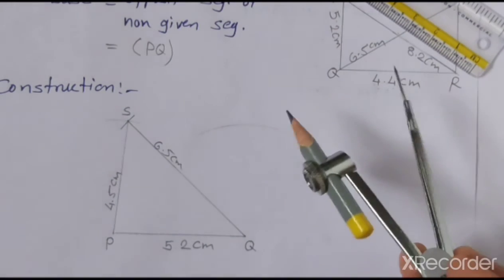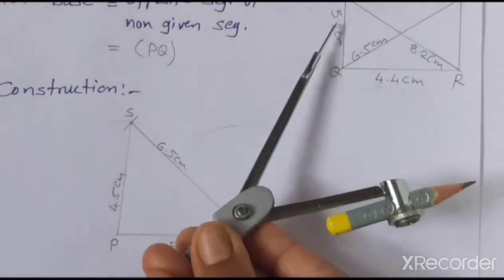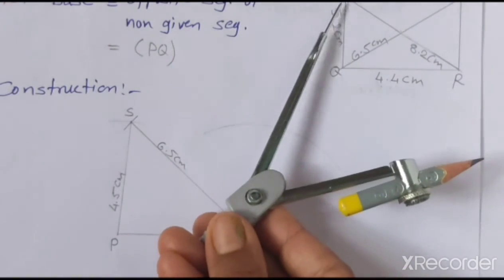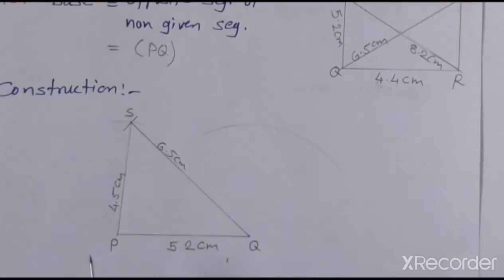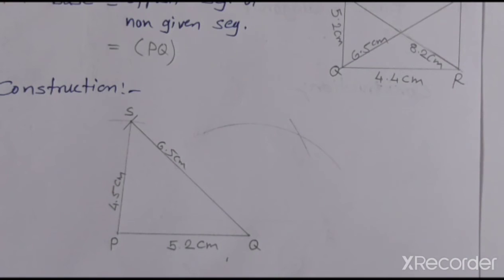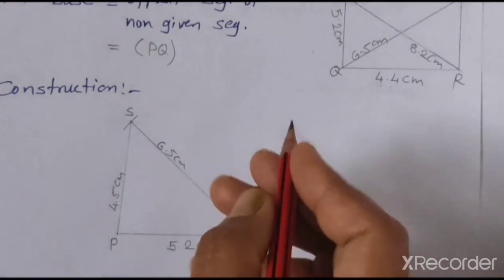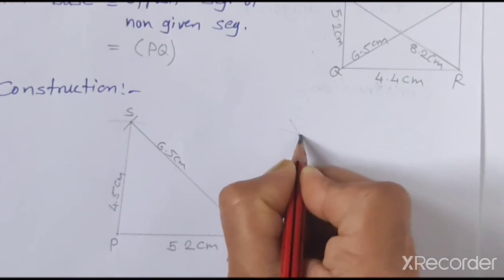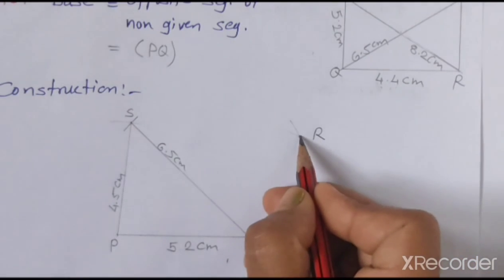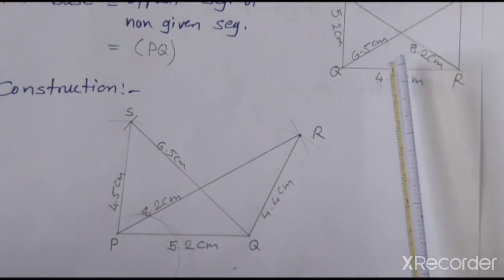Now take next one, 8.2 centimeter. 8.2 is a length of PR. So out of P and R we have point P. So here I am putting this compass needle on point P and making this second, intersecting arc. Before connecting this intersecting point, here I rub this extra arc. This intersecting point is point R. Now connect this R with P and Q. After connecting this point R to P and Q, we get here this second triangle PQR.